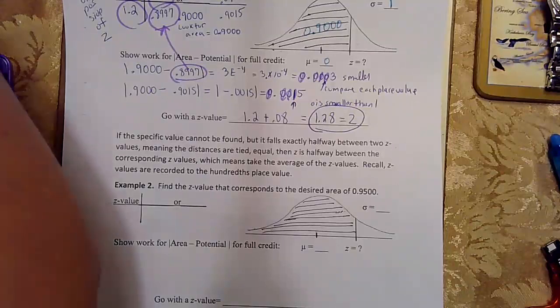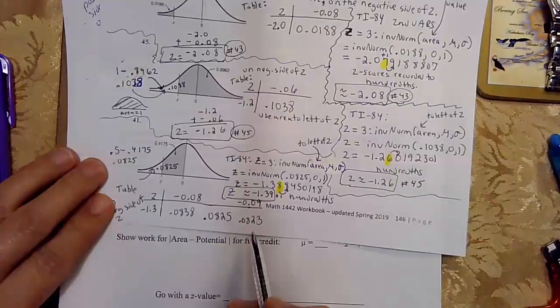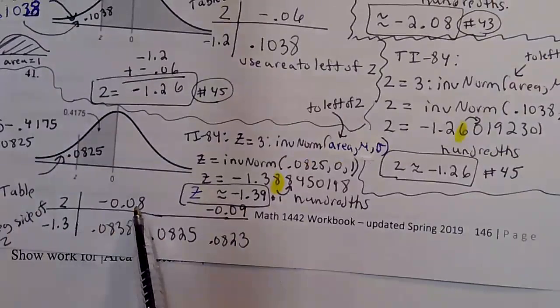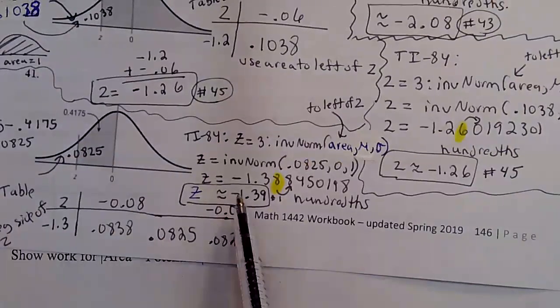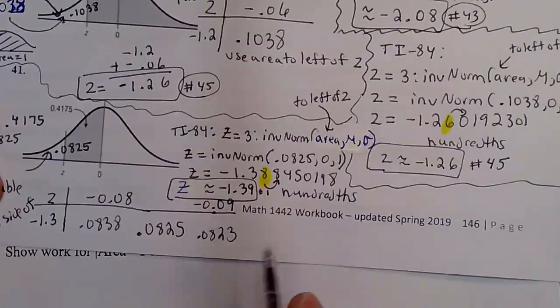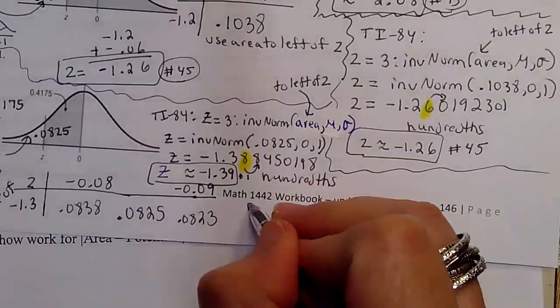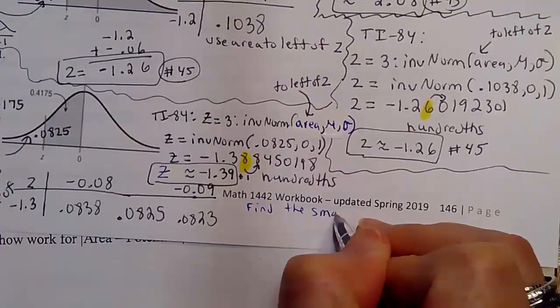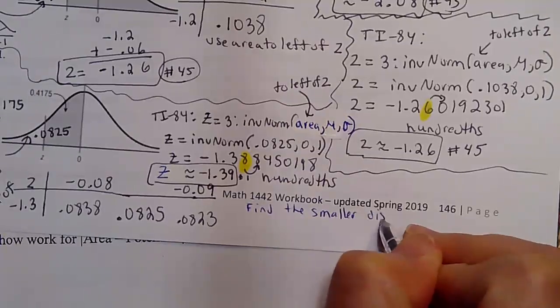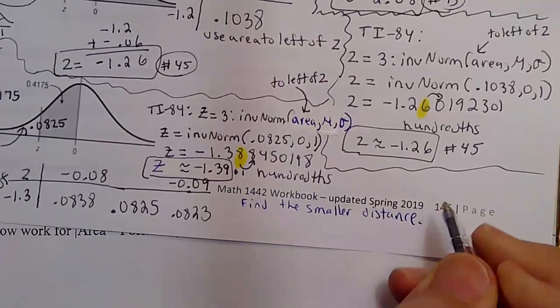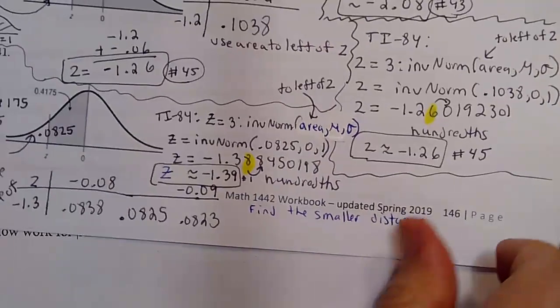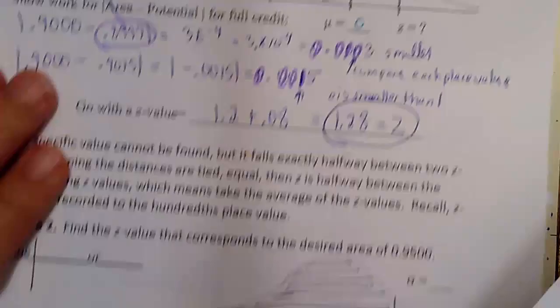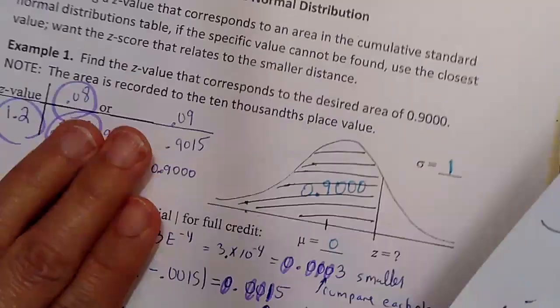Go back to page 146. Okay. So do we go with negative 1.38 or negative 1.39? We did the calculator right away, but to do it on the table, you would find the smaller distance. That's one of the scenarios. There are two scenarios that can happen. So this is reflective of the first scenario where you're trying to find the smaller distance.